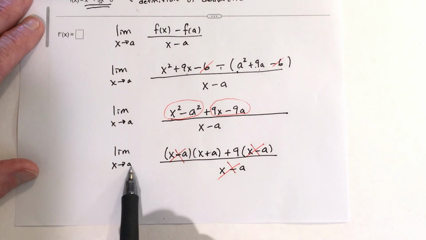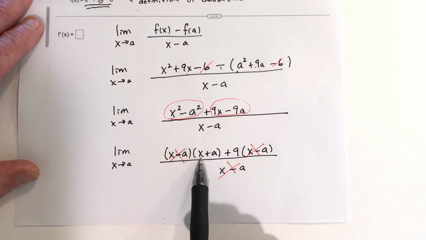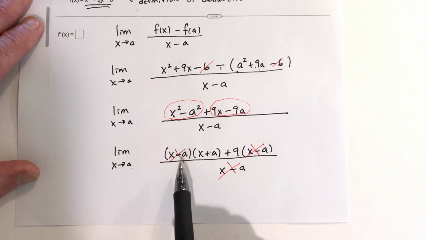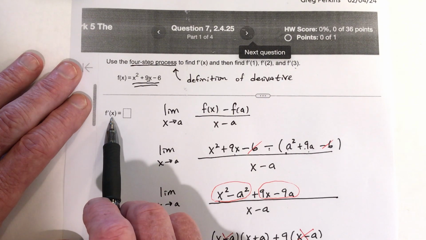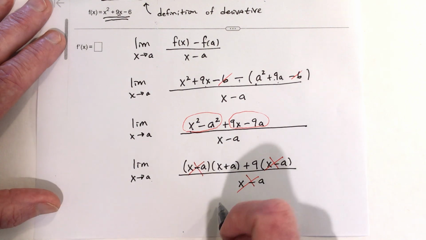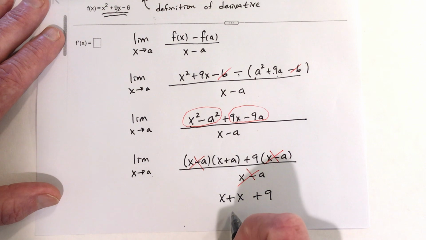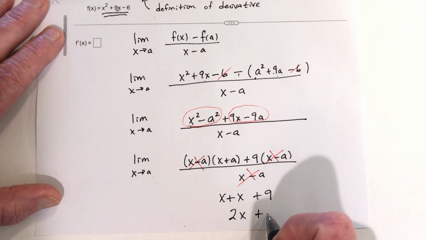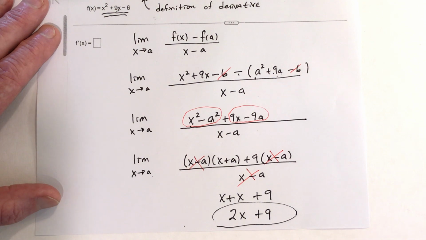And now the x can become an a. So since x is becoming an a, that means x and a are the same thing. So I could either put a plus a, or I could put x plus x. Since right here it says your variable should be x, I'm going to have it say x plus x. So it's going to say x plus 9. Or in other words, 2x plus 9. And then that is the derivative.